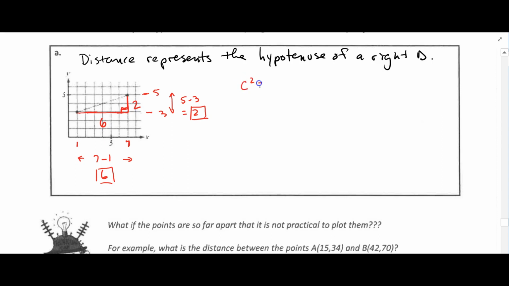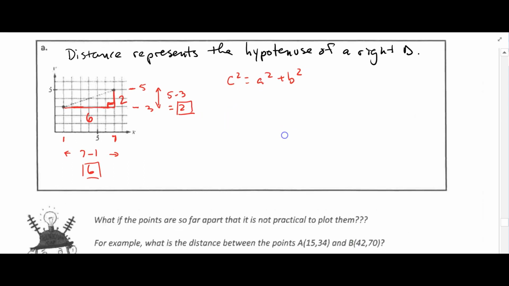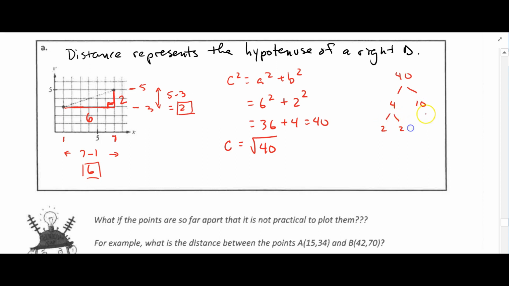So I'm going to use c squared equals a squared plus b squared. A and b, it doesn't matter which ones are which. We'll just let 6 be the a, so that's 6 squared plus 2 squared. So that's 36 plus 4, which is 40. Then we'll take the square root of both sides, so we get c is equal to the square root of 40. We need to check to see if that can be simplified. So that's 4 times 10, 2 times 2, 2 times 5. So we have a pair of 2's in there. So that's going to be 2 square root 10.